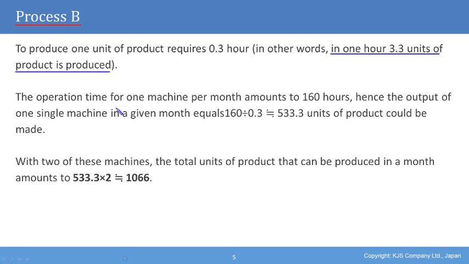The operation time for 1 machine per month amounts to 160 hours. Hence, the output of 1 single machine in a given month equals 160 divided by 0.3, which is roughly 533.3 units of product. With 2 of these machines, the total units of product that can be produced in a month amounts to 533.3 recurring times 2, which is roughly equal to 1,066.